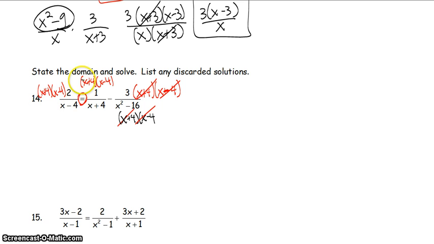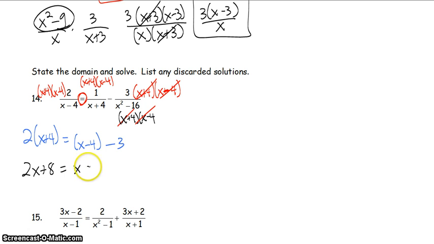On this side of the equal sign, we get 2x plus 4 equals, the x plus 4's cancel. We're left with x minus 4 minus 3. So we are left with 2x plus 8 is equal to x minus 7. So we get x is equal to minus 7 minus 8, which is negative 15.